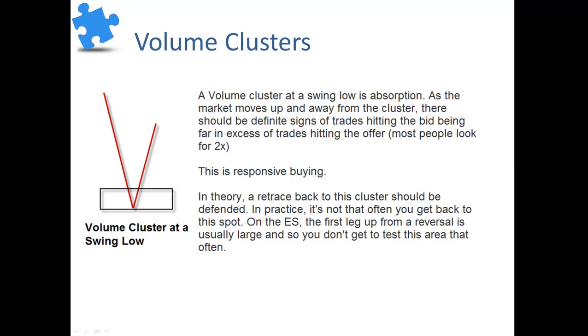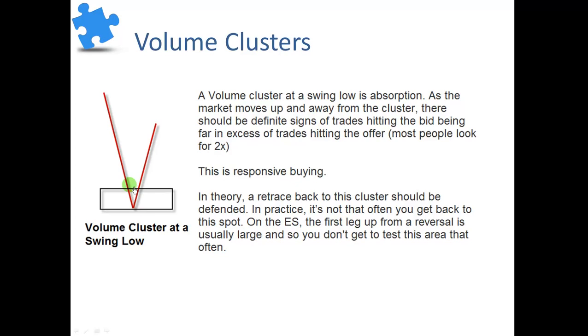A volume cluster at a major swing low is effectively absorption at the low. It's normally followed by a lot more contracts hitting the offer on the way up away from the area as buyers step in. And this is what a lot of people call responsive buying. As this is the area where buyers stepped in, the theory is that this area is going to be defended by those buyers. Now, in practice, you can't rely on the market actually coming back and testing that area.